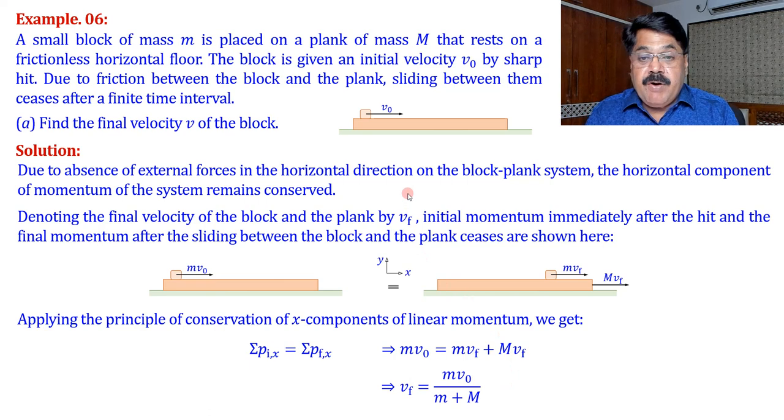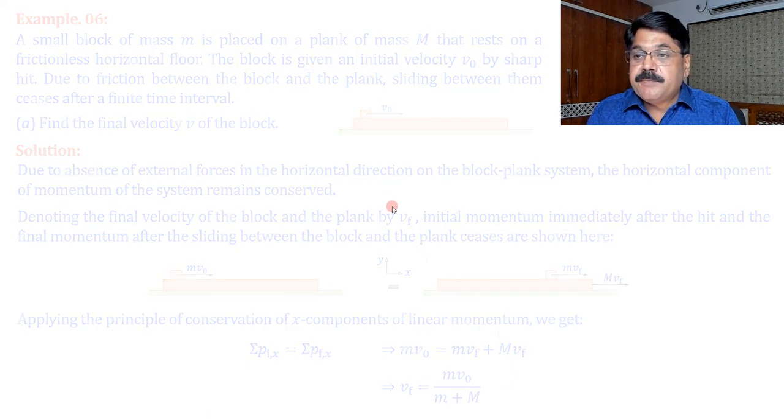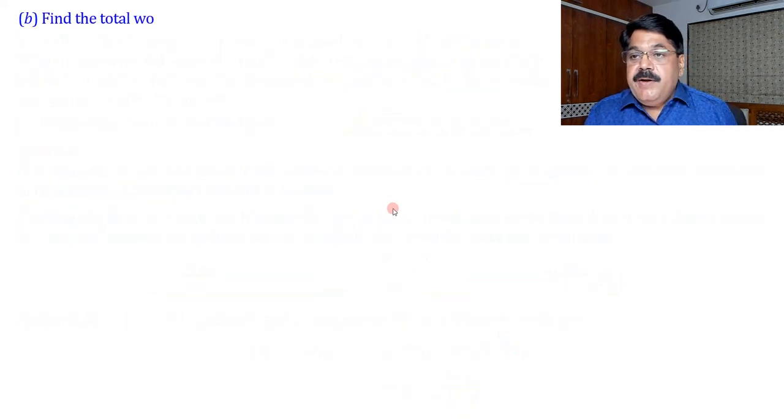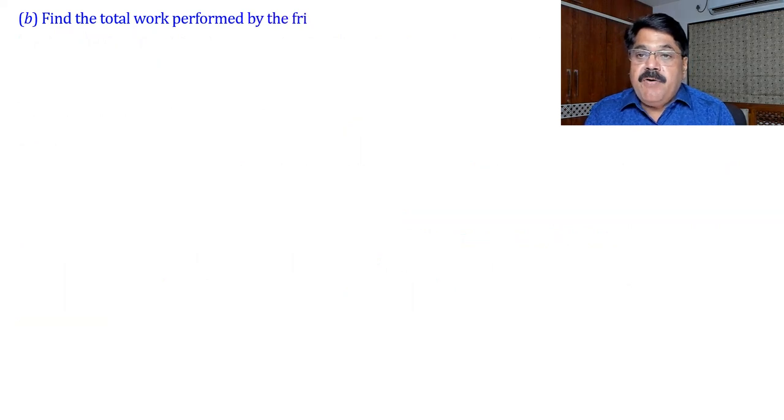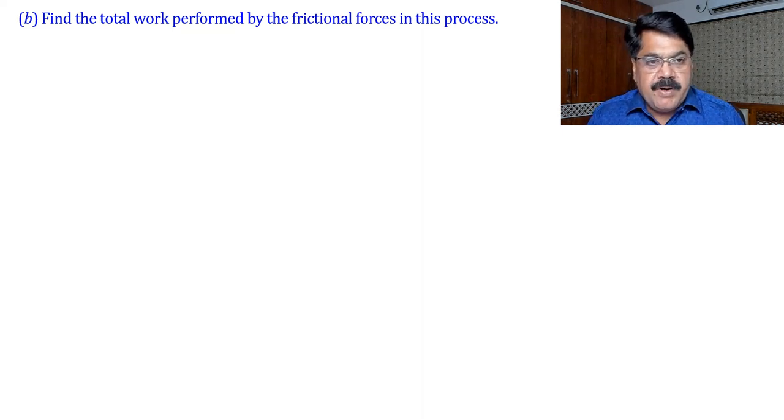Now let us see what we have to calculate in the B part. Find the total work performed by the frictional forces in this process. Actually, such kinds of problems we have done in the work-energy theorem. At that time, we used Newton's law and the work-energy theorem. But now how can we simplify the idea? Let us see here.